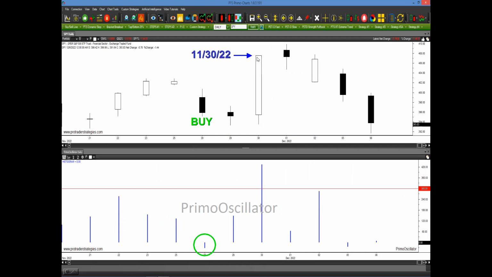Now, look what happened after that. Remember the technique I shared with you today? Here's the oscillator. It closed above the upper threshold on that day. The market was up 700. Remember, most students would say, hey, we're up 700. I'm going to buy because that's good news, right?